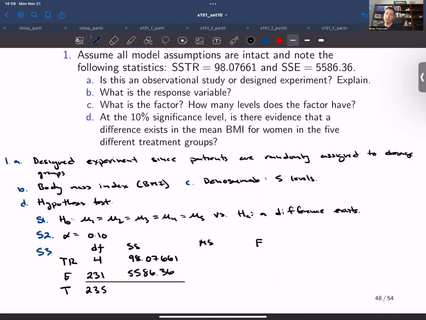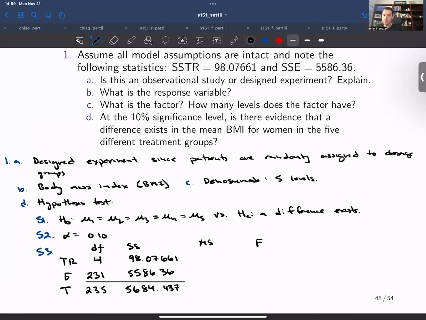So we can also find the sum of square total by adding the SS treatment to the SS error, and that gives us 5,684.437.